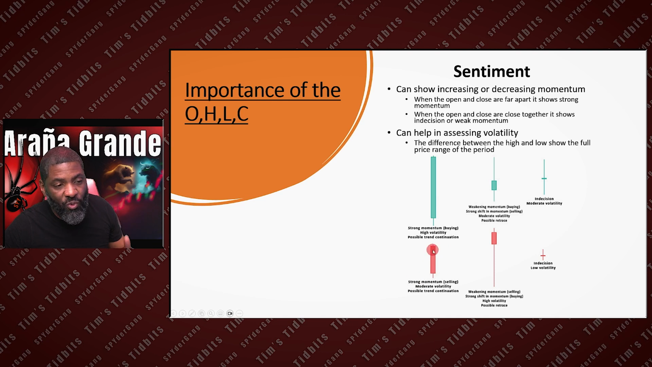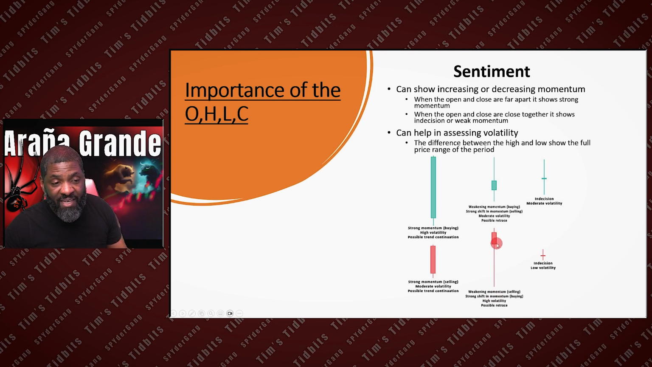Now, let's look at this. We're at the bottom left. You have a strong momentum to the selling side. It's not as big as this candle, not as big as that candle, so I say it's moderate volatility. And it also shows a possible trend continuation, because we opened near the high and we closed very near the low. Possible trend continuation. All of them are showing you some type of sentiment.